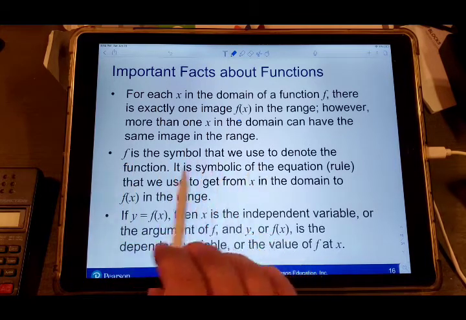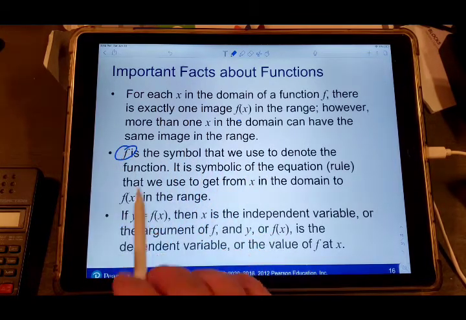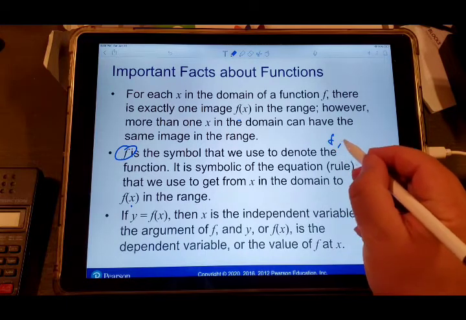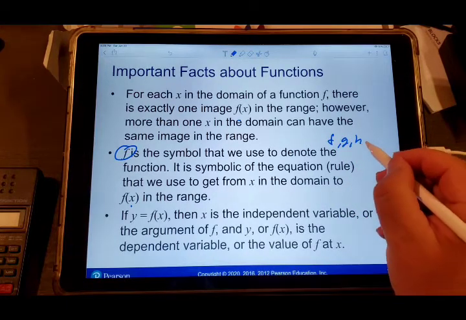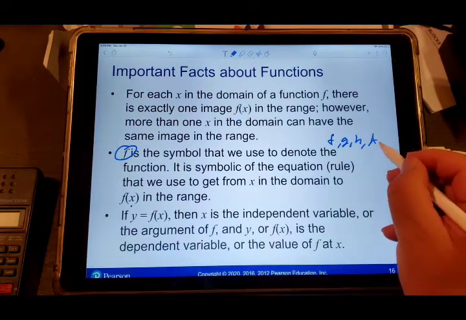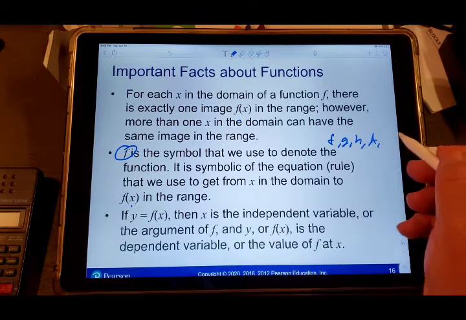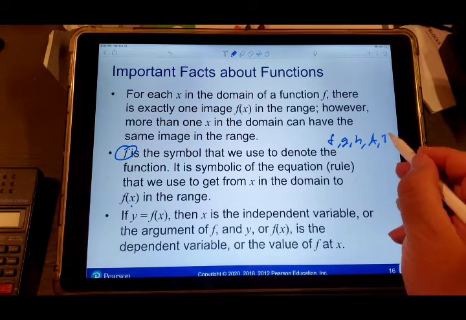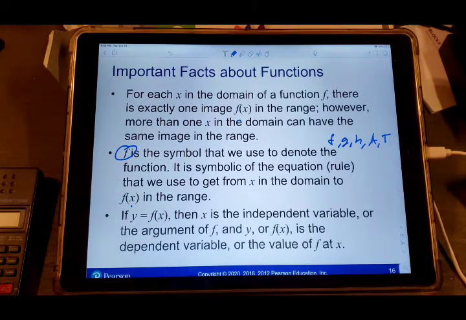The f symbol, I won't read this to you, but we use f and letters of the alphabet around there, f, g, and h, and also capital letters like A, I've seen for area or amount, and T for, I don't know, time or something. If you see a capital letter, it usually is actually standing for something. F, g, and h are just the letters of the alphabet that we tend to use for functions.